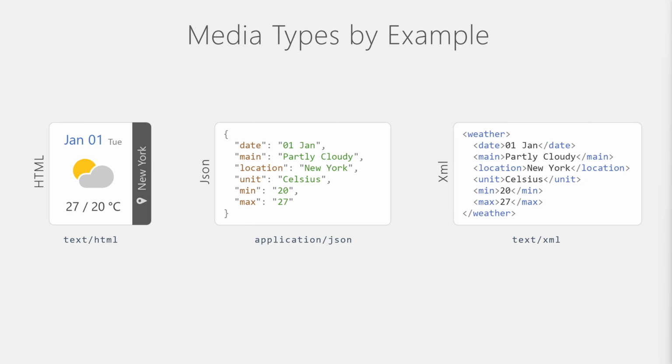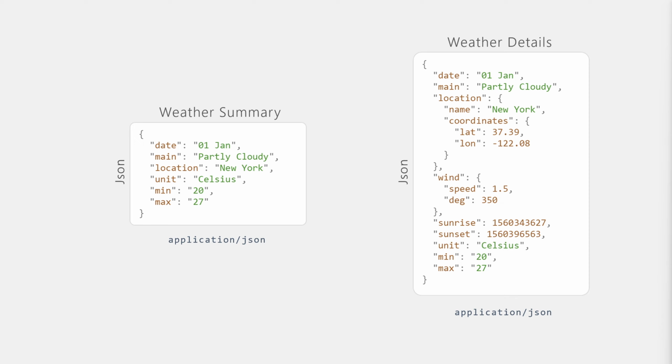Now, let's make things a little interesting. Say we have another client which needs more details of the weather resource in JSON format. As you can see, the detailed representation is different from the summary one. Let's call them weather summary and weather details. I would like to highlight one thing here. The new detail model is not backward compatible. Check the location attribute. For summary, it is a simple string, whereas for detail, it is an aggregate of name and geo coordinates. So now, we have two different models.